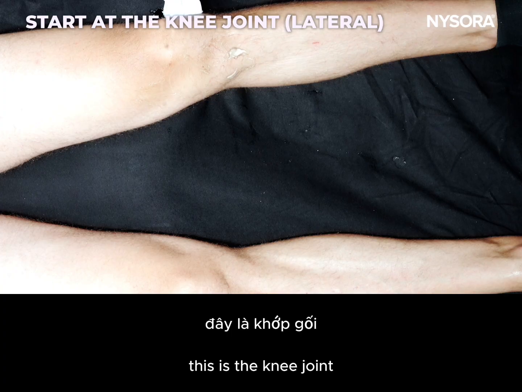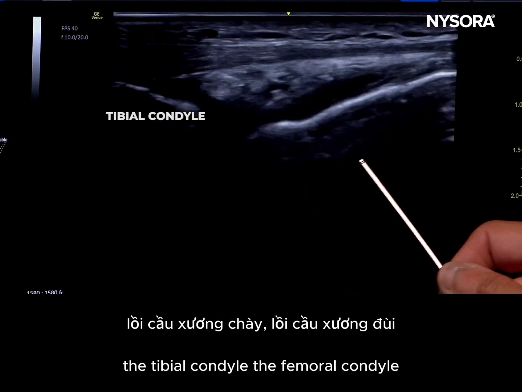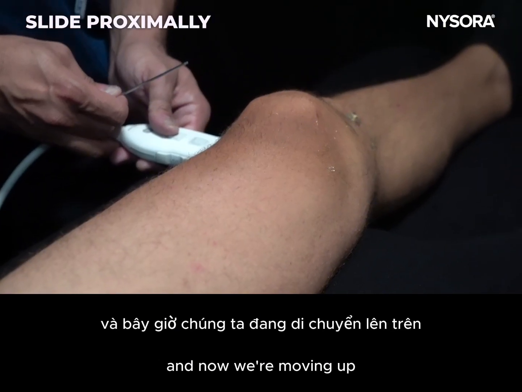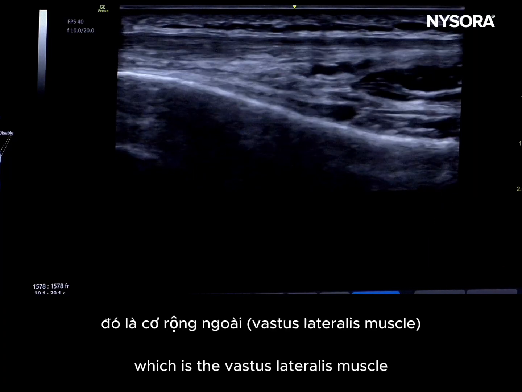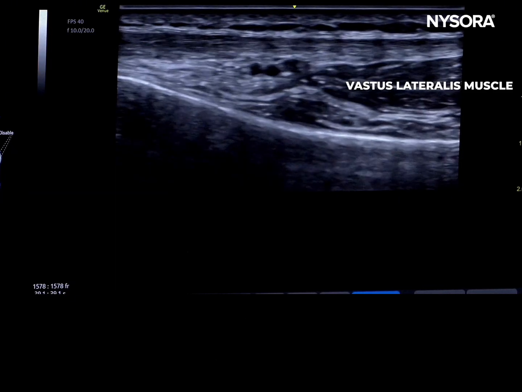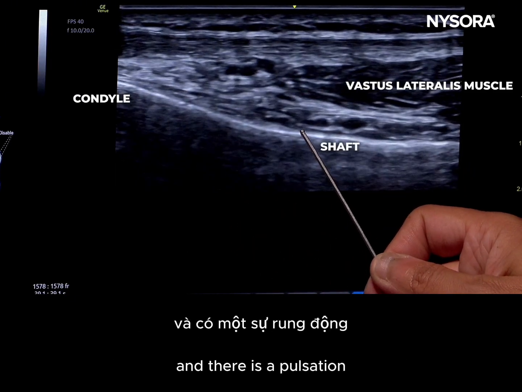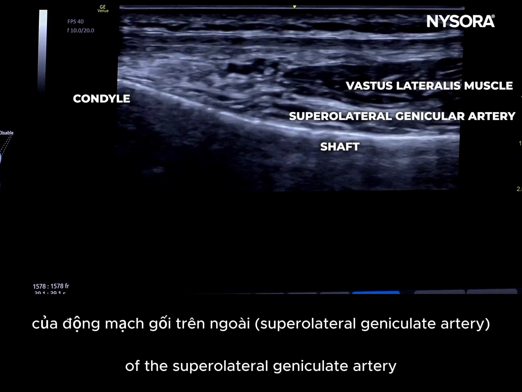Moving on to the superolateral genicular nerve group, the starting point will still stay the same. This is the knee joint. You're looking on the lateral aspect for the tibial condyle, the femoral condyle, and the lateral collateral ligament, and now we are moving up and looking for the muscle, which is the vastus lateralis muscle, and you would see the junction of the condyle and the shaft, and there is a pulsation of the superolateral geniculate artery.